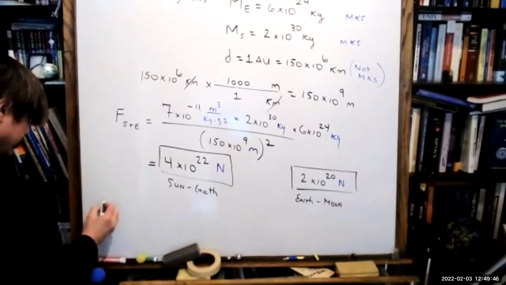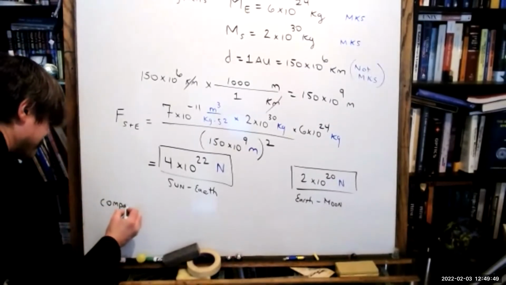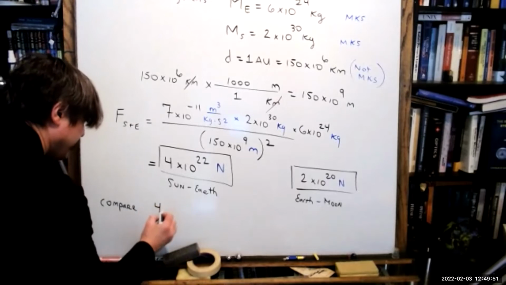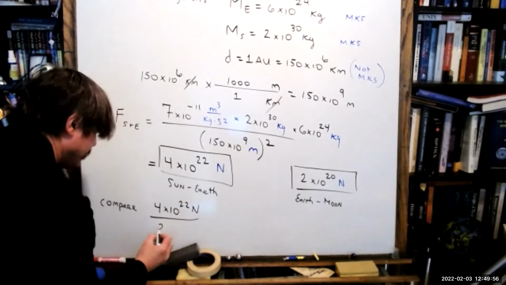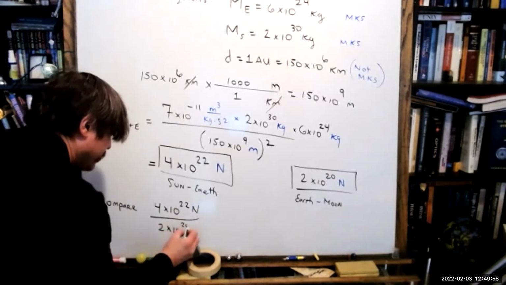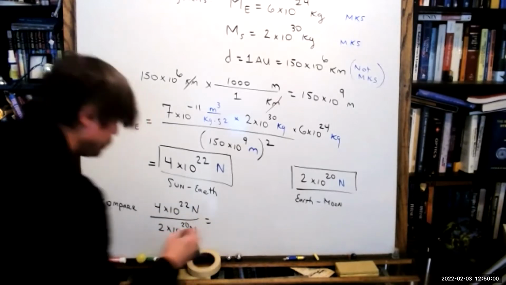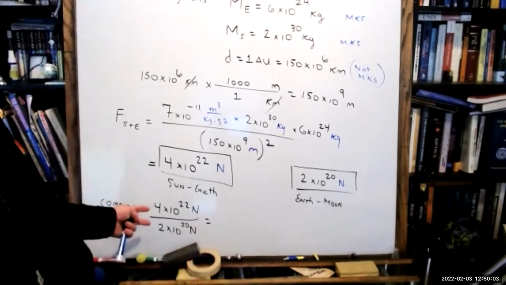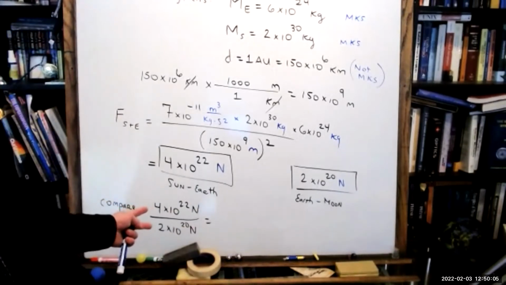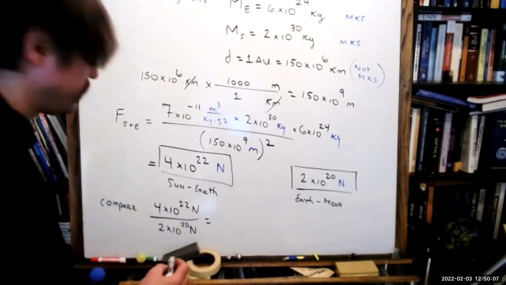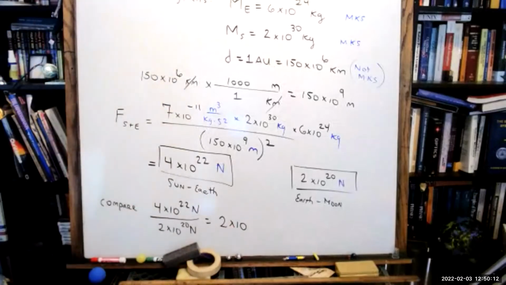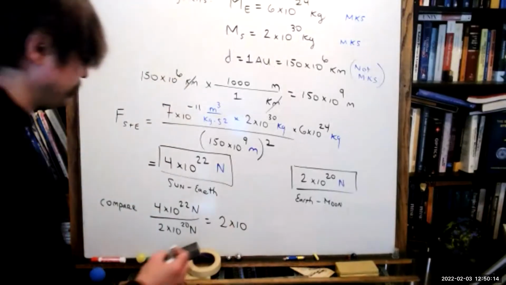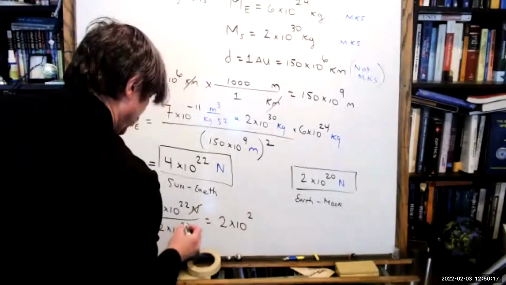So to do penance for me, Caitlin, let's compare by taking the ratio. 4 times 10 to the 22 newtons divided by 2 times 10 to the 20 newtons. No calculators here. What happens if you divide the 2 lead digits? 4 divided by 2 is 2. And then to get the power, you subtract the exponents, which gives 10 to the second power.